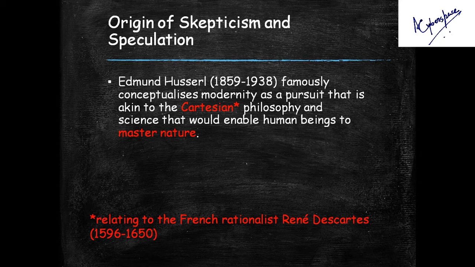Now, Edmund Husserl famously conceptualizes modernity as a pursuit that is akin to the Cartesian philosophy and science that would enable human beings to master nature. So you have a direct connection with the Enlightenment ideas about nature, about human beings, right? So Cartesian, he refers to the French rationalist René Descartes.